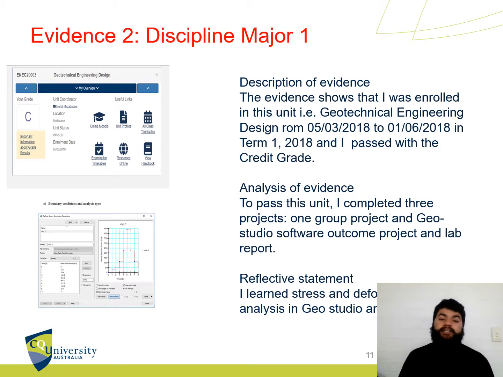In discipline measure 1, geotechnical engineering design, I was enrolled in term 1 2018. To pass this unit, I completed 3 projects, 1 group project, 1 GeoStudio software outcome project and 1 lab project. I learned about the stress and deformation analysis in GeoStudio.